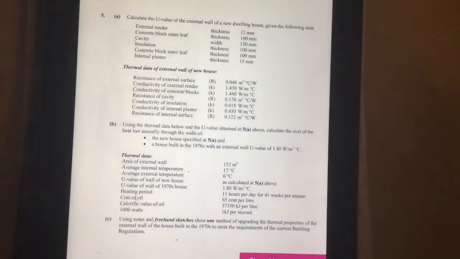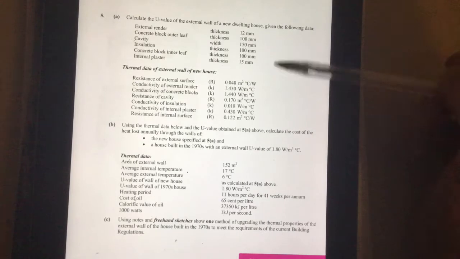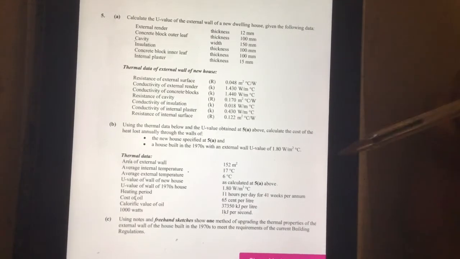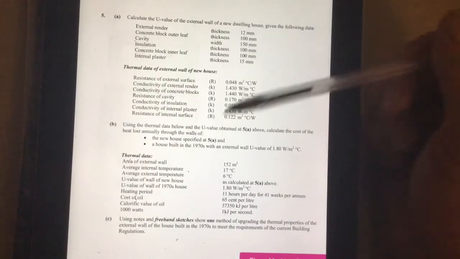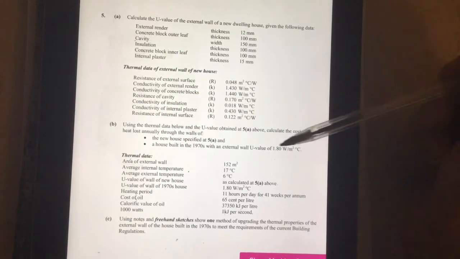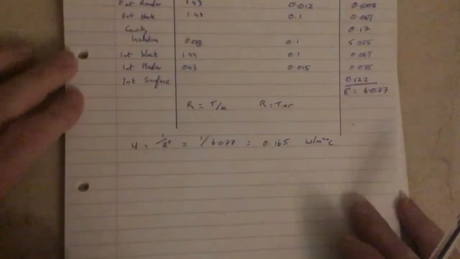Now, if I go back to the second part of this question, it is using the thermal data below and the U value obtained in question 5 up here, calculate the cost of the heat loss annually through the walls for the house specified up here and for a house built in the 1970s with a different U value. Now, they're giving us all this data, but we need to know the formulas to put that into, and there's a couple of them in it.